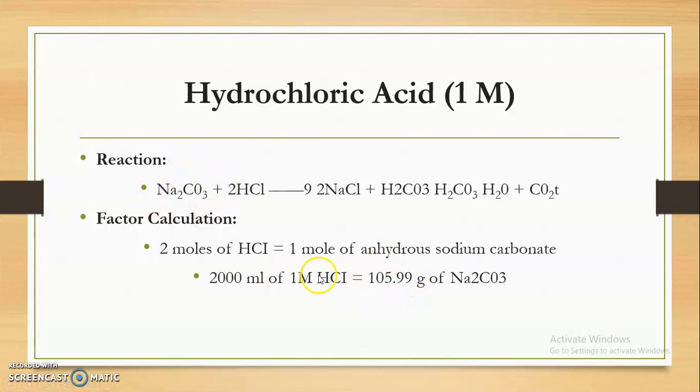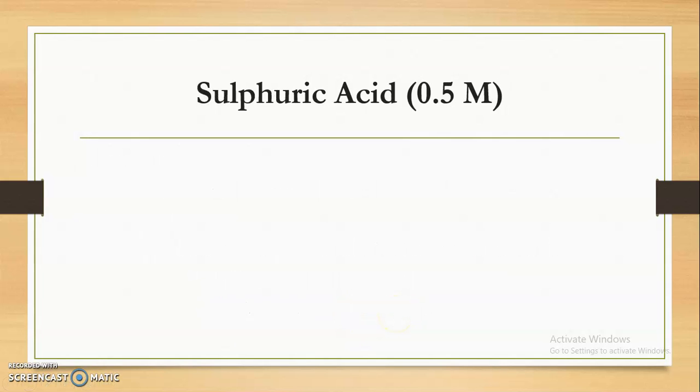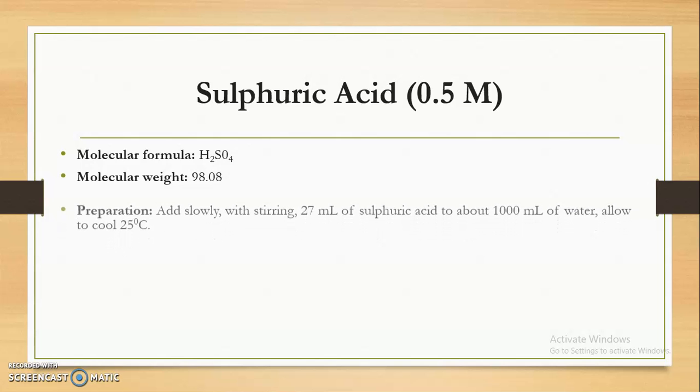So this is the molecular weight of sodium carbonate. So if we divide it by 2000, it becomes 1 ml of 1 molar HCl is equivalent to 0.05299 gram of sodium carbonate. Next solution that we are going to see is sulfuric acid, which is having a strength of 0.5 molar. Molecular formula of sulfuric acid we know, H2SO4. So if we convert it into the molecular weight, it becomes 98.08.